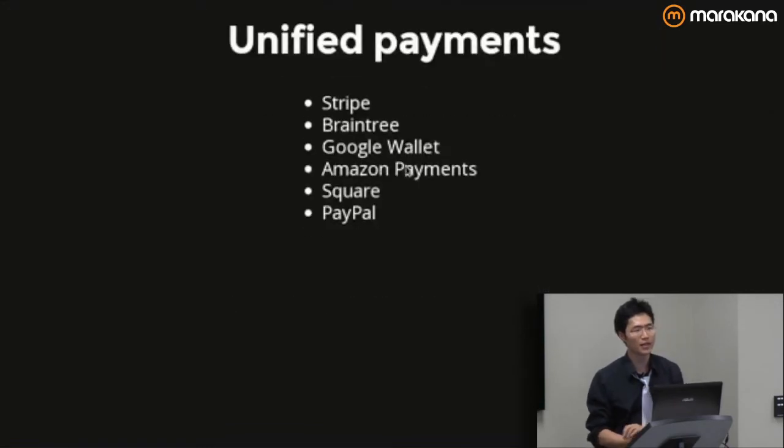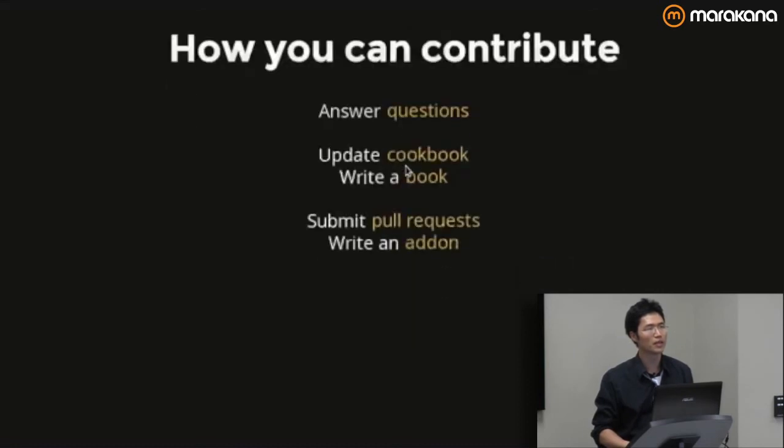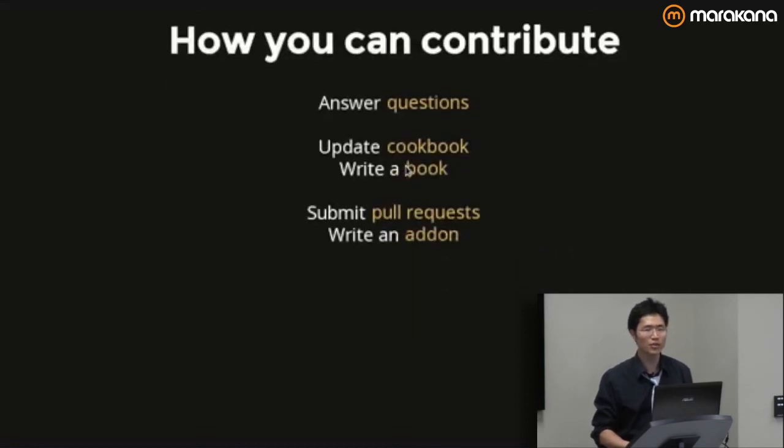Okay, so some future directions for Pyramid. It'd be nice if we had a unified payment system. Just like we have Velruse for unified authentication, you have a lot of payment options right now, like Google Wallet, Amazon, Square and PayPal. It'd be nice if there was one. Some ways you can contribute to Pyramid, if you don't want this project to die: you can answer questions, I think O'Reilly's looking for somebody to write a book on it, and you can send pull requests and add-ons.